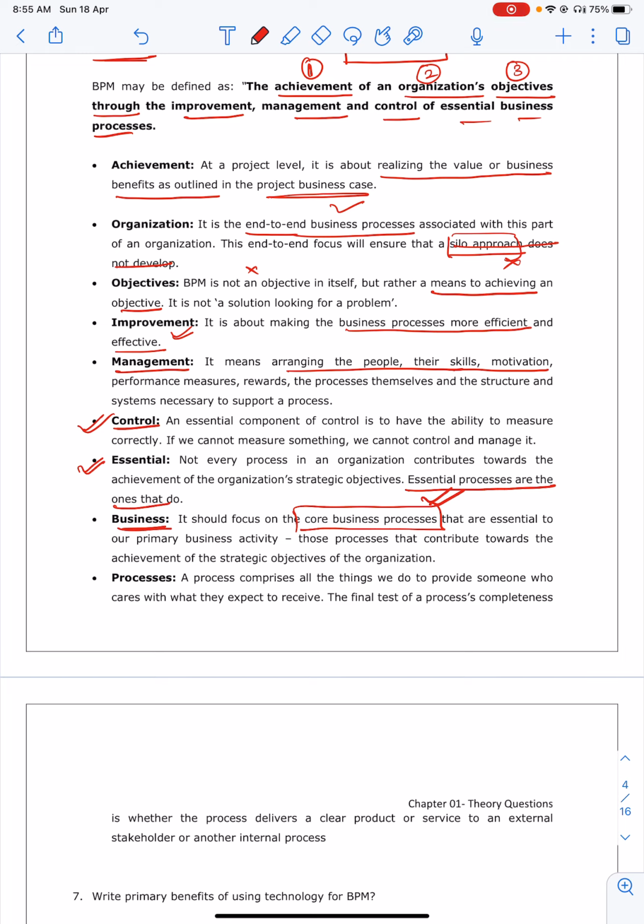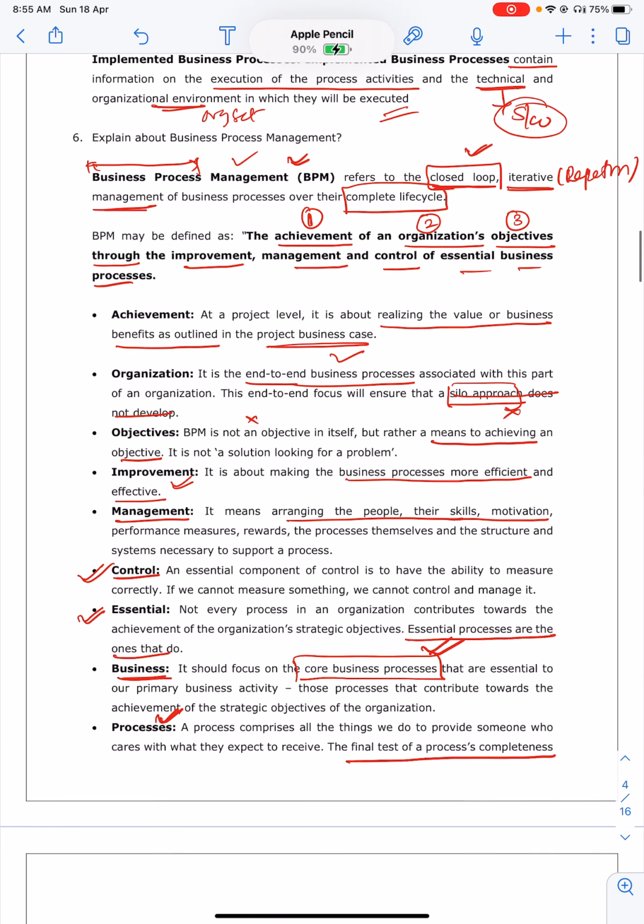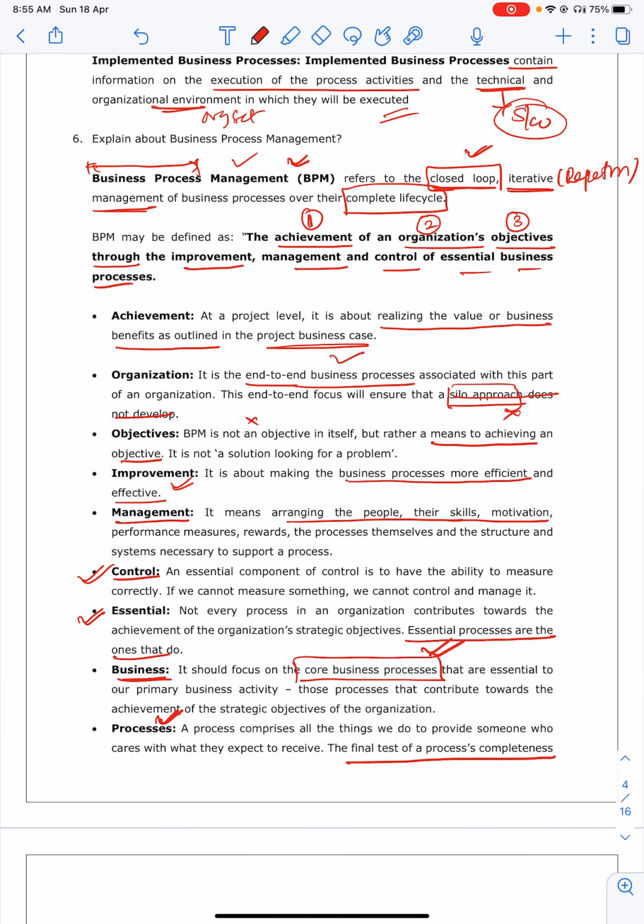So the final test is process completeness, whether there is a clear product or service to external or internal stakeholders that we need to define. So this is called business process management. It refers to closed loop iterative management of business processes over their complete life cycle. BPM may also be defined as an achievement of an organization's objectives through improvement, management, and control of essential business processes. So this is the definition of business process management.